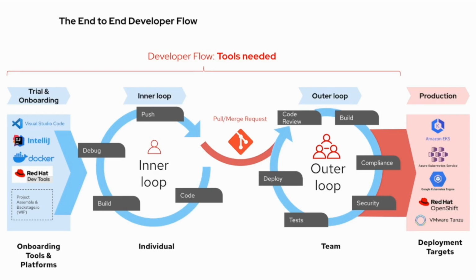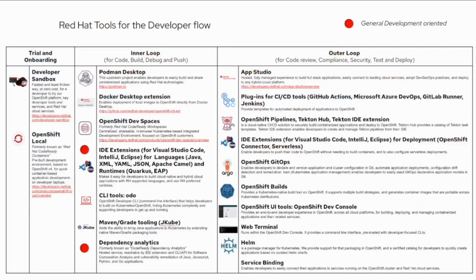If we double click on this, there are tools on the trial and onboarding side, which are either hosted or available for you in your local environment. There are tools which are for coding and building your artifacts, cloud native applications. Some are even for generic application development, and you can access these tools either in the IDE of your choice, or we even have our own central IDE that can run on top of OpenShift. So we'll cover that in detail.